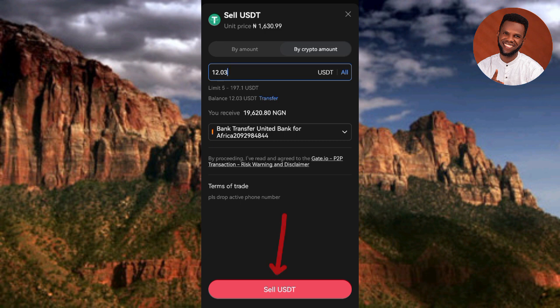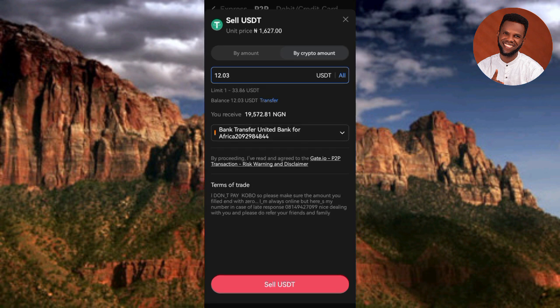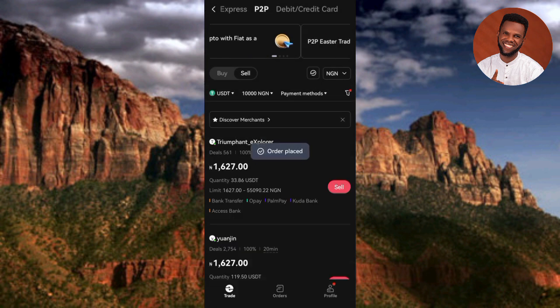So let me tap on it right away. You can see guys, it's loading. Wow guys, you can see order placed. So guys, your order has been filled. That voice note from the AI you heard said order placed. That means I've been able now to place my order.